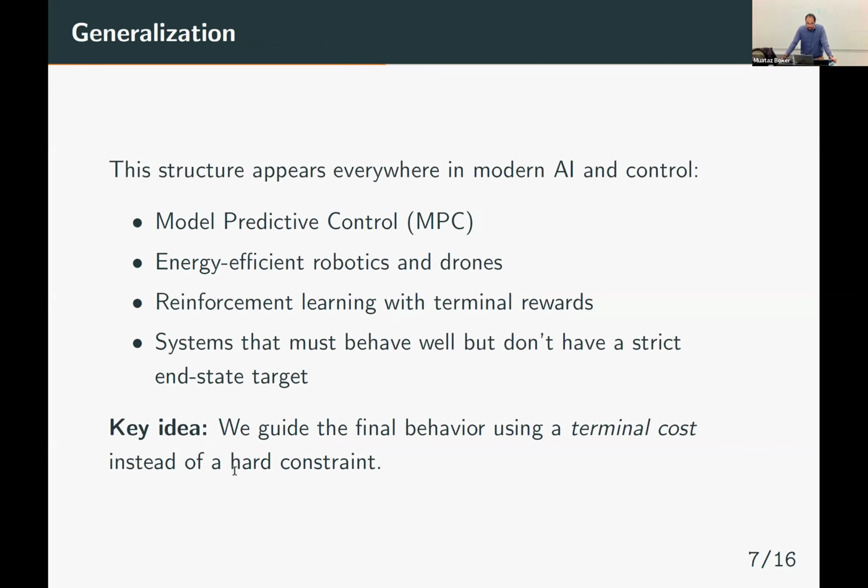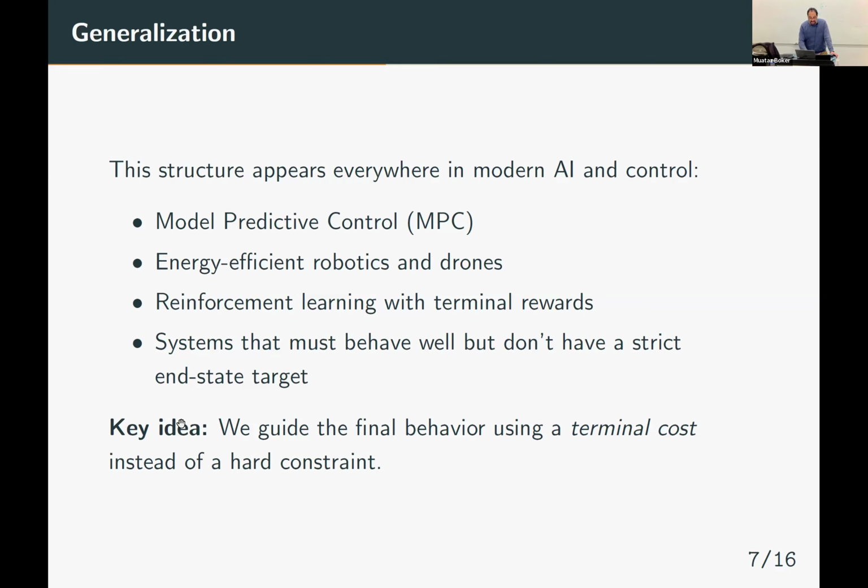All right. So before we dive into the derivation of the solution, of course, we can generalize this. This problem can be seen in many applications: model predictive control, energy efficient robotics and drones, reinforcement learning with terminal rewards, and systems that must behave well but do not have a strict end state target. All these fall under this problem formulation.